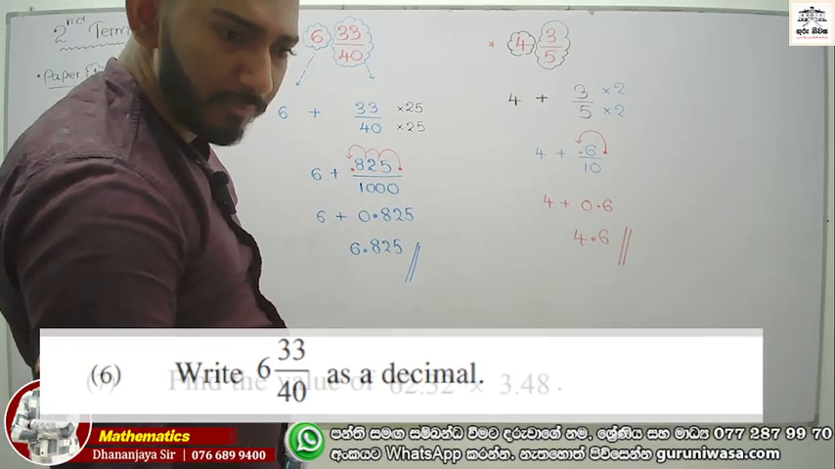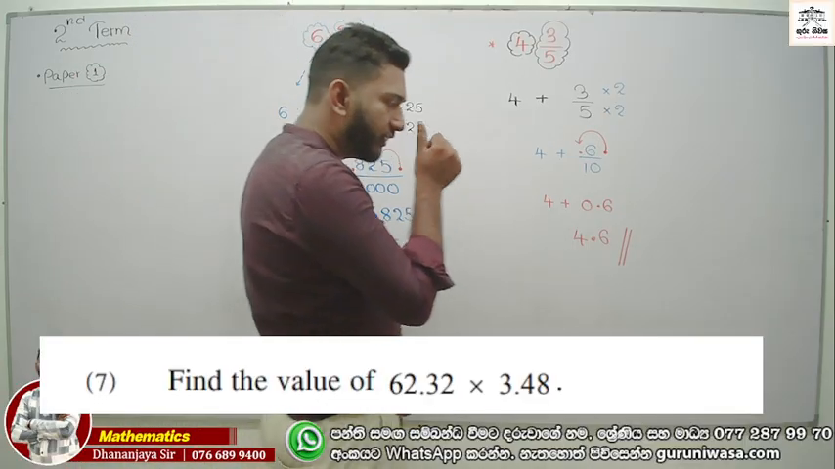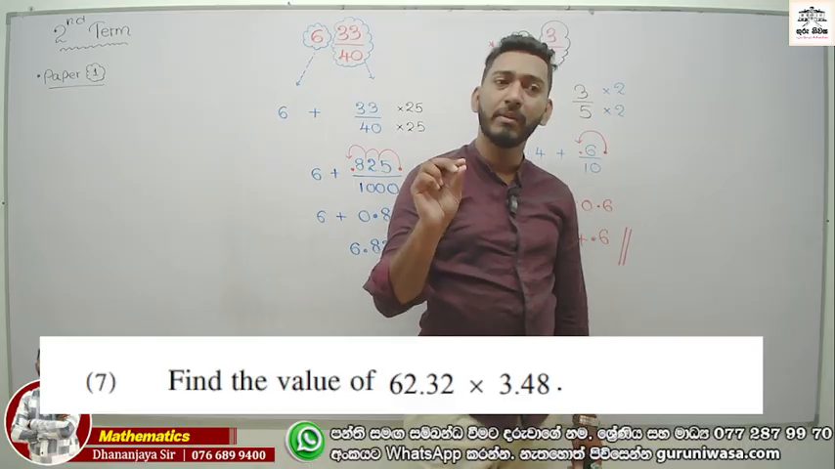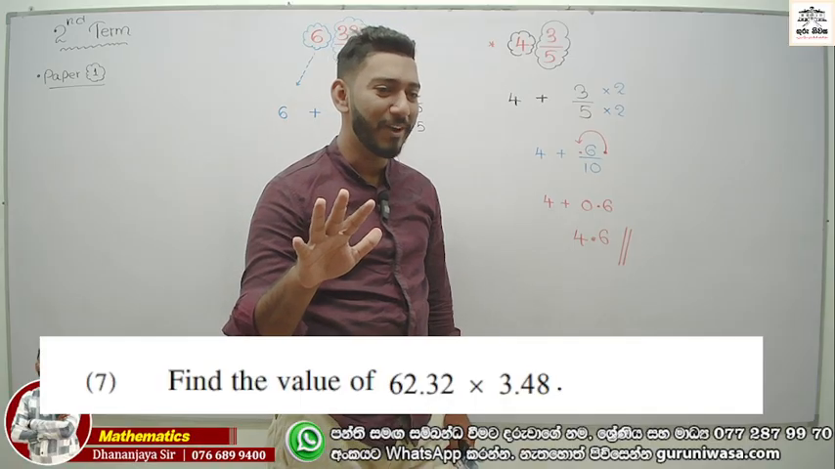Nearby. Now I move into question number 7. Find the value of 62.32 multiplied by 3.48. And do you remember this one?